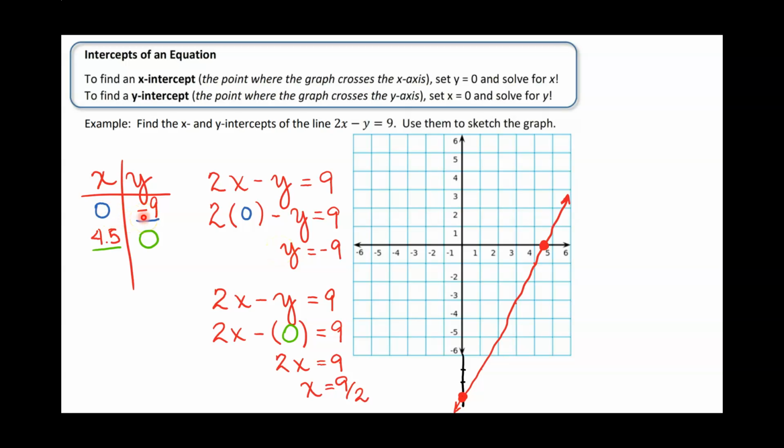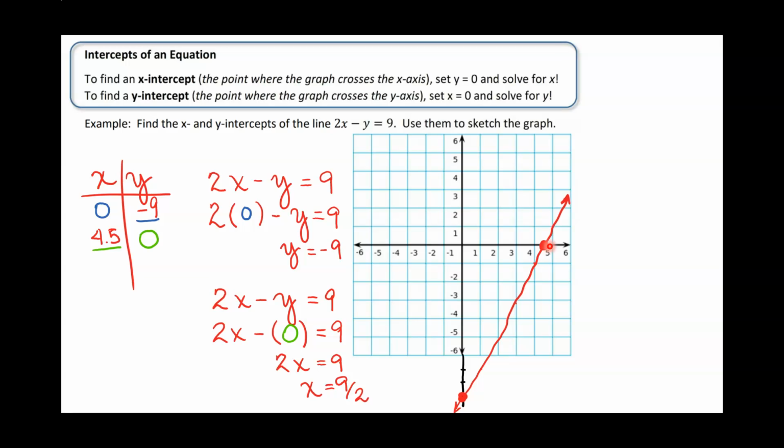And then if we put 0 in for y, we'll have 2x is equal to 9. Divide both sides by 2. And we'll get x is equal to 9 halves or 4 1/2 or 4.5. So there's that ordered pair, (4.5, 0). So if I plot those 2 points and just those 2 points, you can see there's the exact same line that we got a moment ago when we plotted 4 points.